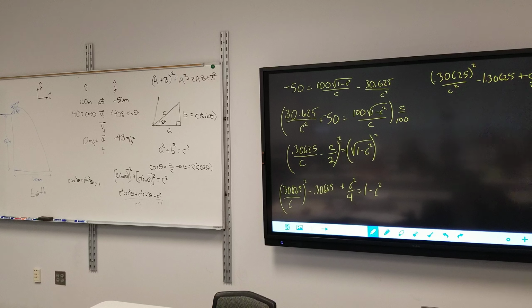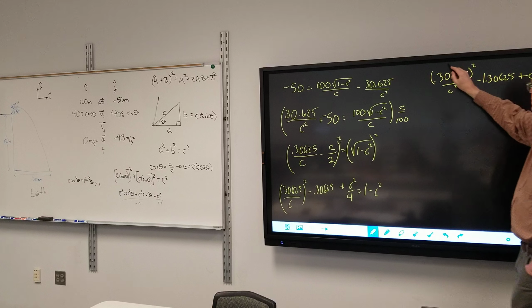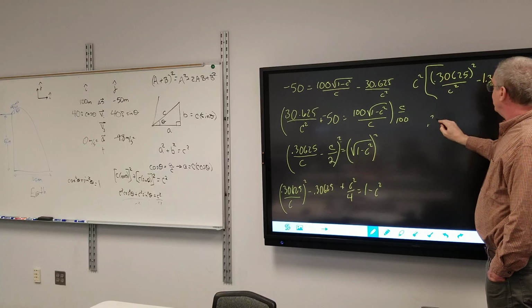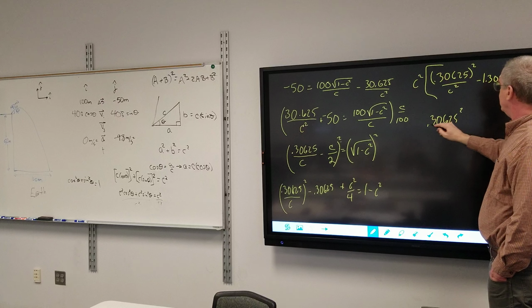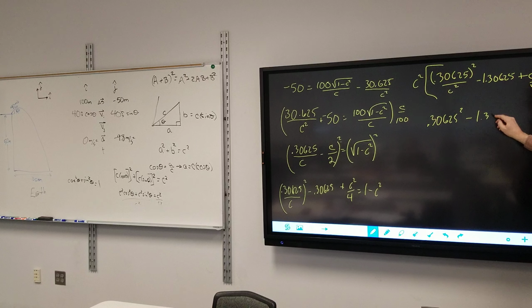Would this be the quadratic formula now? Quadratic formula, but no. I've got variables in the numerator and in the denominator, so what should I do first before I do the quadratic formula? You're so close. Multiply it by the c squared. Multiply by c squared. So if we multiply everything by c squared, I get 0.30625 squared minus 1.30625 c squared plus c to the 4th over 4 equals negative c to the 4th.